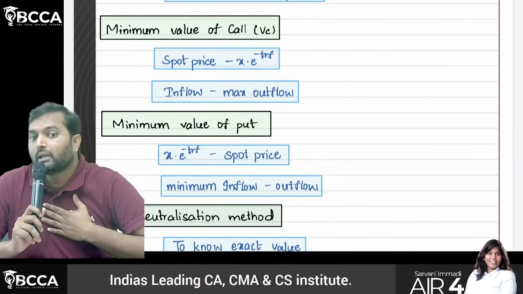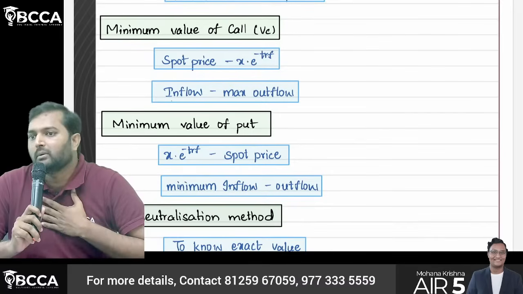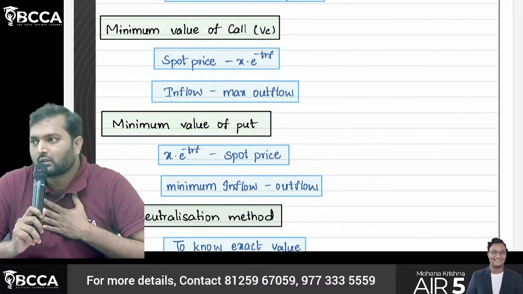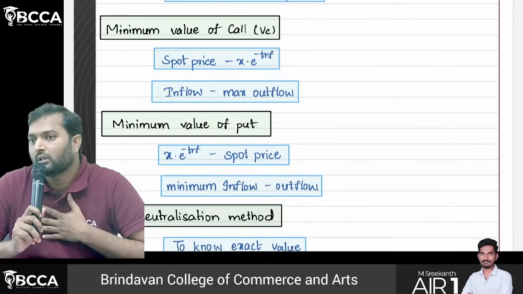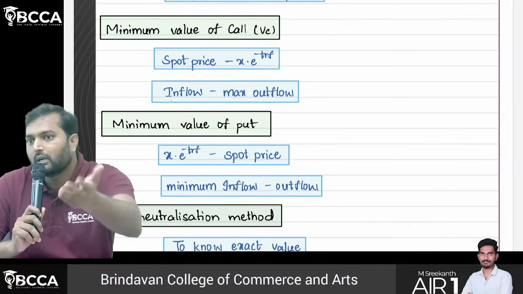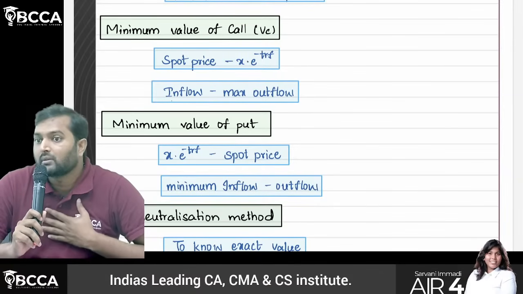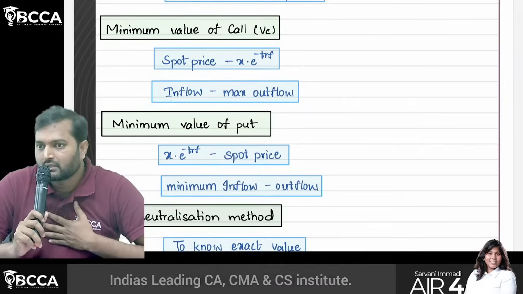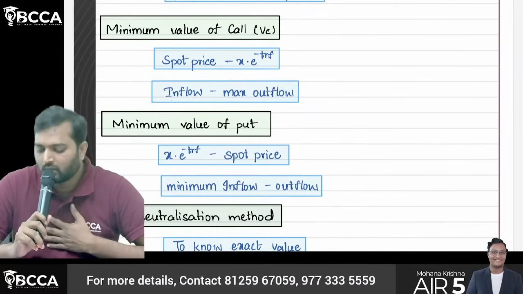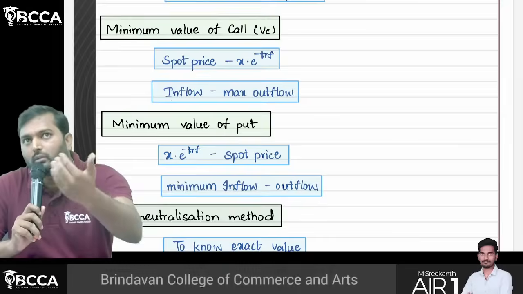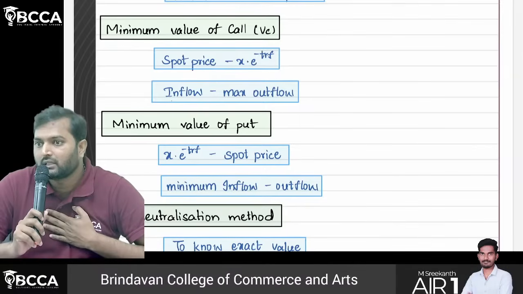I have a right to buy at X. So maximum I am going to spend X. But if the market price on the maturity is less than X, I will buy in the market. So that's why my outflow can be less than X. So this X is the maximum outflow. I'm bringing that outflow to the present value: X into e power minus TRF.